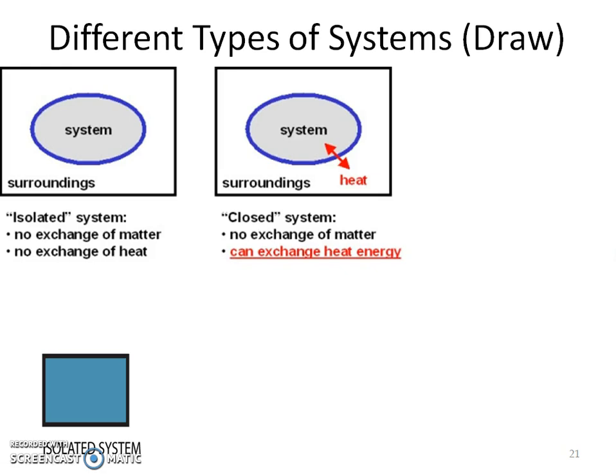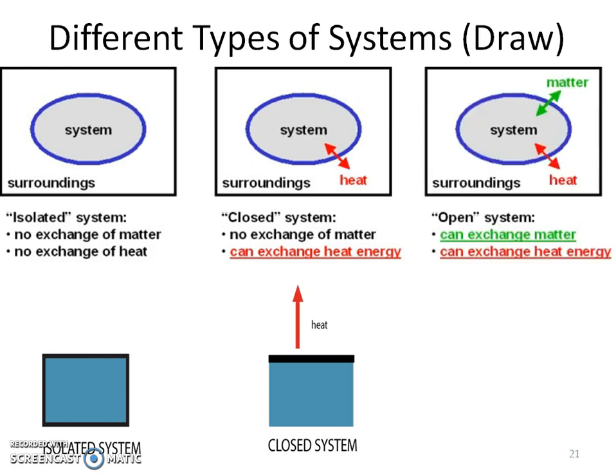However, in a closed system, if the system and the surroundings are at different temperatures, we know that heat can be exchanged. However, matter cannot be exchanged. So in a closed system, we can release heat or gain heat, but we cannot exchange matter. In an open system, there can be exchange of matter and an exchange of heat. So in an open system, heat can be gained or lost, and the matter can also be gained or lost.